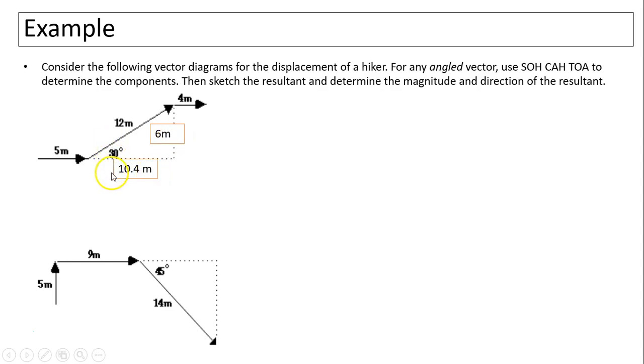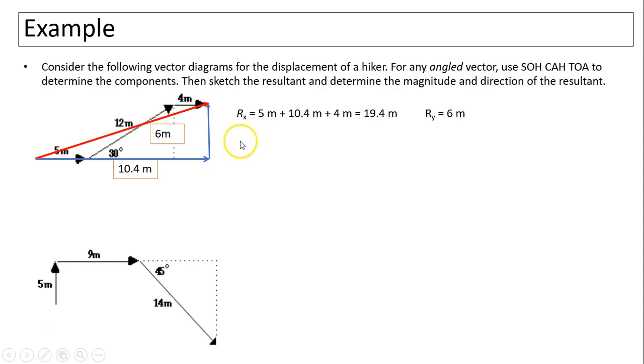Because the angle is with x, we can use the equations in the reference table. The x component equals 12 times cosine 30, which gives you 10.4. The y component is 12 times sine 30, which gives you 6. Then we draw the resultant. So from the resultant here, let's see what the x component equals. You add all the x together: 5 plus 10.4 plus 4. That gives you 19.4. The y component is just 6 because only 12 meters has a y component.